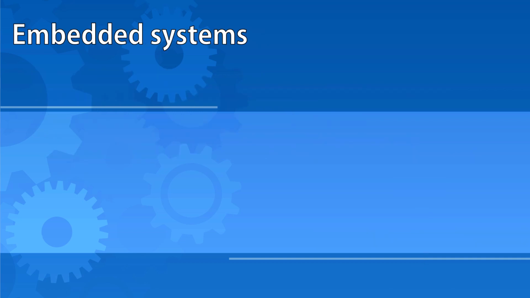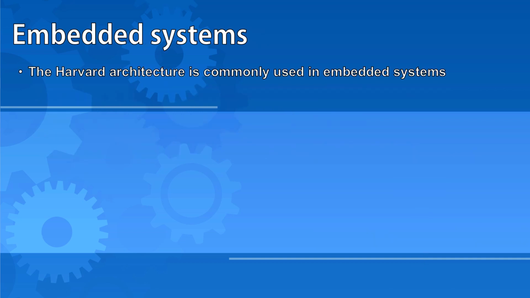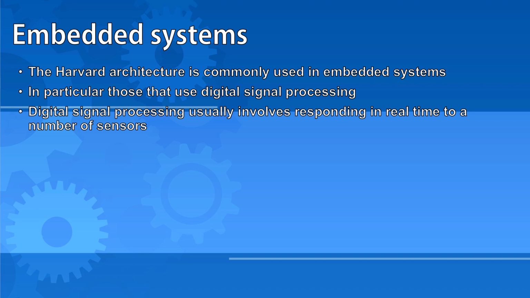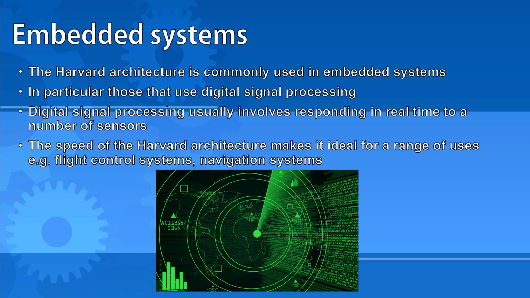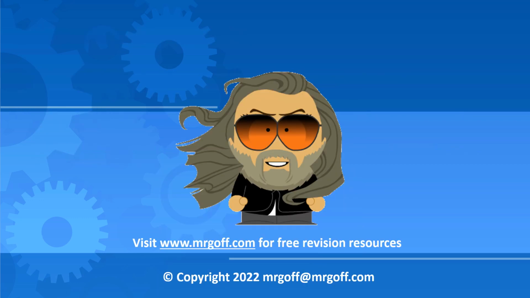The Harvard architecture is commonly used in embedded systems, in particular those that use digital signal processing. Digital signal processing usually involves responding in real time to a number of sensors. The speed of the Harvard architecture makes it ideal for a range of uses, for example, flight control systems and navigation systems. That brings us to the end of this video on computer architectures.